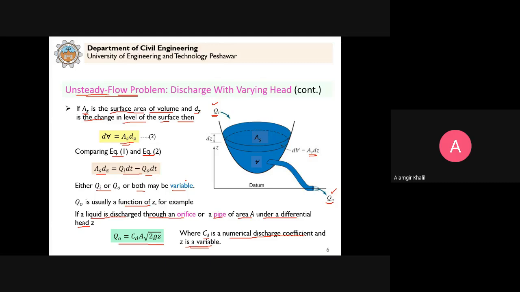So this outflow can be, for example, if we have an orifice or a pipe, represented by this formula, clear? Similarly, if the liquid flows over a weir or spillway, you already studied notches and weirs, then in that case this Q naught can be represented as C L H^(3/2). Clear? So this is the very general equation.